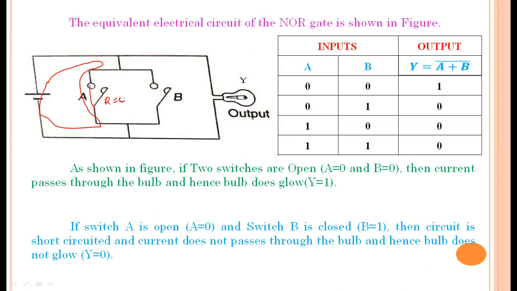But the bulb contains a tungsten filament, which has high resistance. We know current always tries to move through the zero resistance path. So there is high resistance at the bulb, and no current passes through the bulb. The bulb does not glow. All the current flows through switch A. So the bulb does not glow, which means the output is 0.